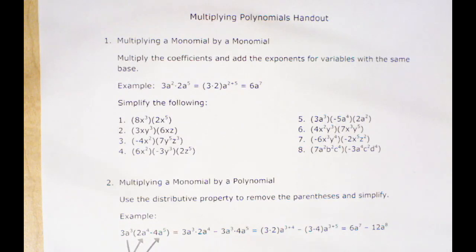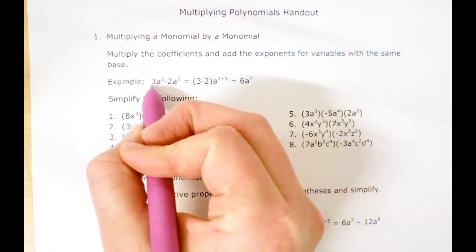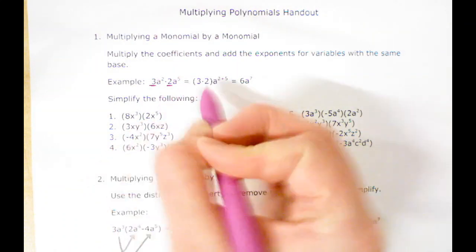We're going to start working with multiplying polynomials. So we're going to start with multiplying a monomial by a monomial. This is going to be a little bit of review from last semester. Okay, you kind of did this, right? So we're going to multiply the coefficients and add the exponents for variables with the same base. So here we're going to multiply our numbers like this.